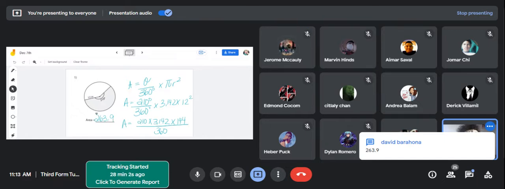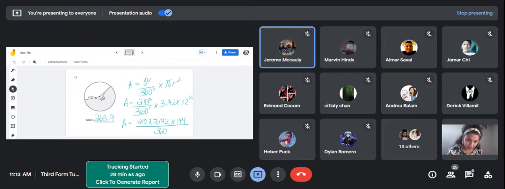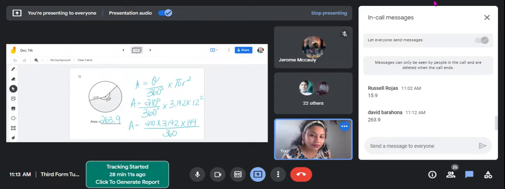Yes, miss. Units. Inches. Is it just inches? What are we looking for? What is the question? Inches square, miss. Inches square, very good. And because you did it to one decimal place, you need to write one decimal place. Okay, very good, David. I see your answer in the chat.